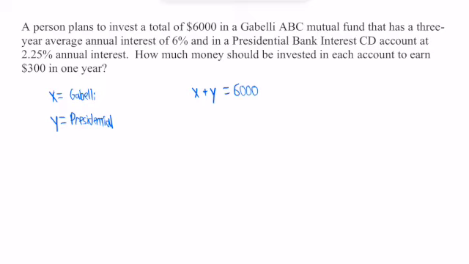Now, the percentage for the Gabelli is 6%. As a decimal, that would be 0.06. So we'll have 0.06x. The interest rate for presidential is 2.25%. As a decimal, that's 0.0225 multiplied by y. We'll let that equal the total interest income for the year, which is 300.